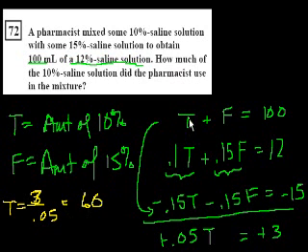So we contributed 60 milliliters of the 10% saline solution. So T is equal to 60, and that's choice A. And this is a little bit confusing because you're like, oh, what variable do I use for the 10% solution, and how do I set up the second equation?